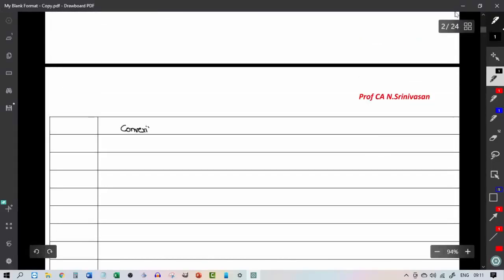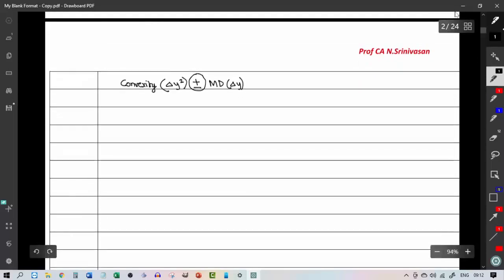convexity into delta y square plus minus modified duration into delta y. Now you'll be wondering why I wrote plus minus here. Let me explain this to you. This is not plus minus, it is actually two formulas.